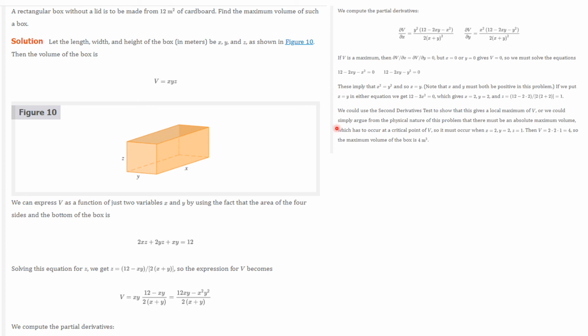And so what we can go back and do, we take x to be equal to y, and that tells us that z is equal to 1, x is 2, and y is 2. So it's 2, 2, and 1 is our solution. And we could use the second derivative test again to show that this is a maximum of V. Thus, V is equal to 2 times 2 times 1, which is 4, and the maximum volume of the box is 4 cubic meters.